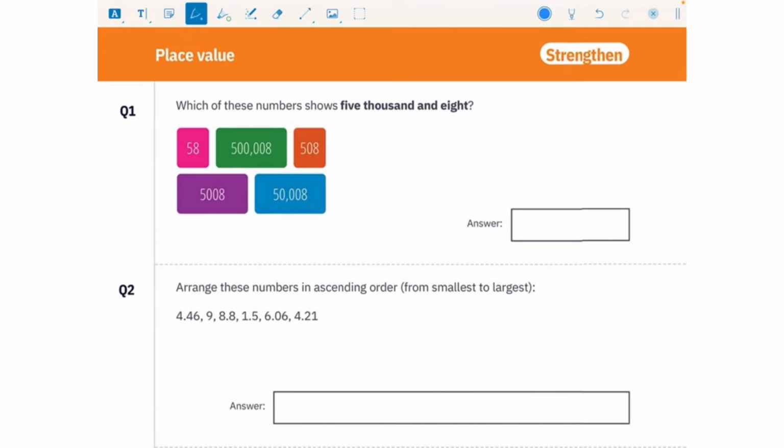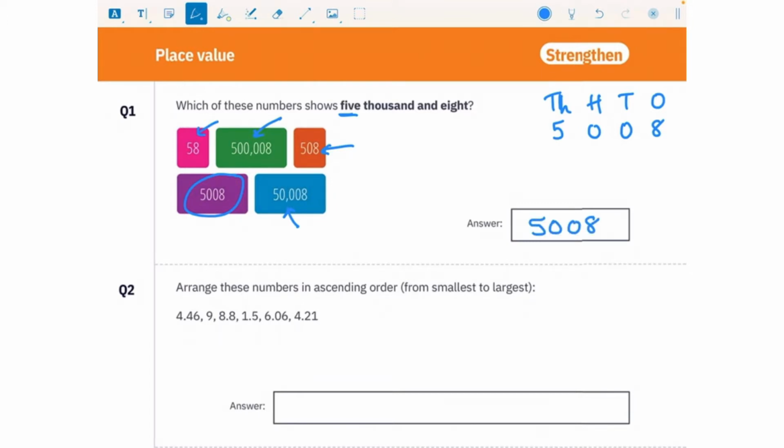Which of these numbers show 5,008? So we're looking for a 5 in the thousands column and an 8 in the ones. Thousands, hundreds, tens and ones. We've got no hundreds, no tens and 8 ones. So 5,008 is that one there. This one is 50,008. This one's 508. This one's 500,008. And this one is 58. So 5,008 is that one there.